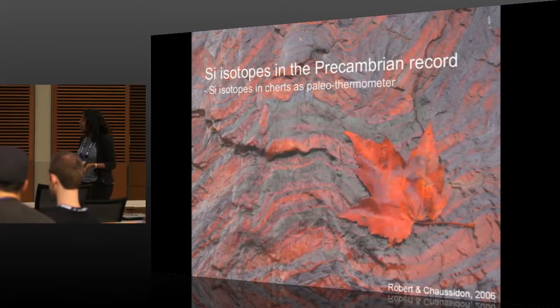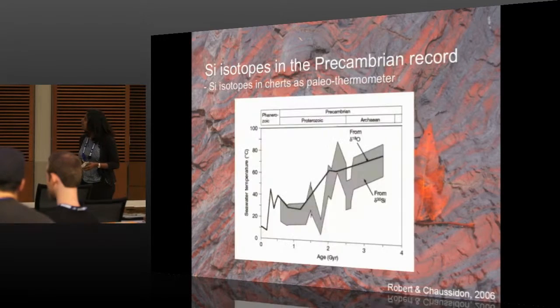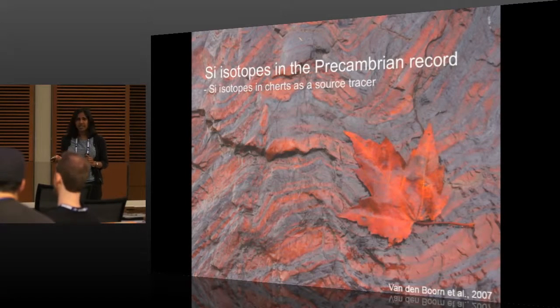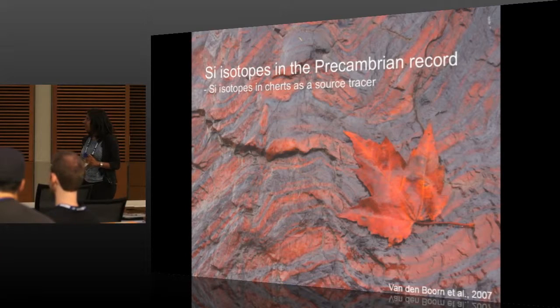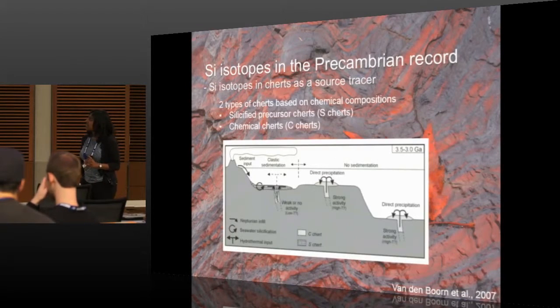Again, we see iron silicates are precursors to minerals that we see in banded iron formations today. Moving on, silica isotopes have also been utilized as paleothermometers from the Precambrian record. For example, Robert and Chaussidon used the correlation between delta-18 oxygen and delta-30 silica to actually trace the temperatures of ocean waters back to the Archean. And the next example of silica isotopes from the Precambrian record would be as a source tracer. As we can see here, there are two different types of cherts based on their chemical composition.